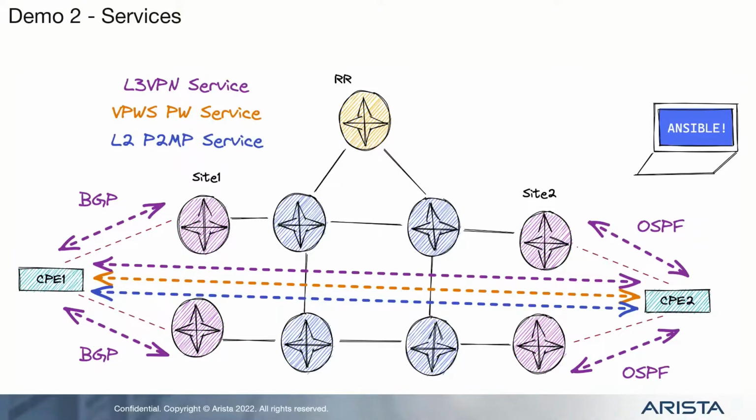These are the services we're going to build. So we have a layer 3 VPN service running between the two sites. BGP as the PE-CE protocol here on the left, and OSPF here on the right, just because. We have a VPWS pseudowire service. It's a multi-homed service, and a layer 2 point-to-multipoint style service as well, also multi-homed.